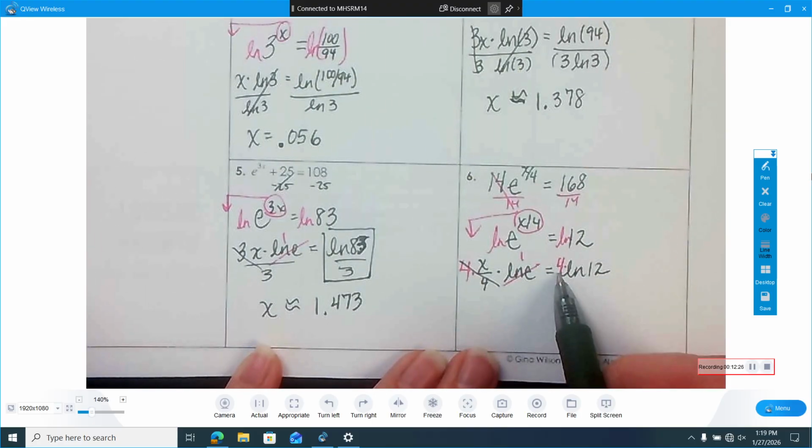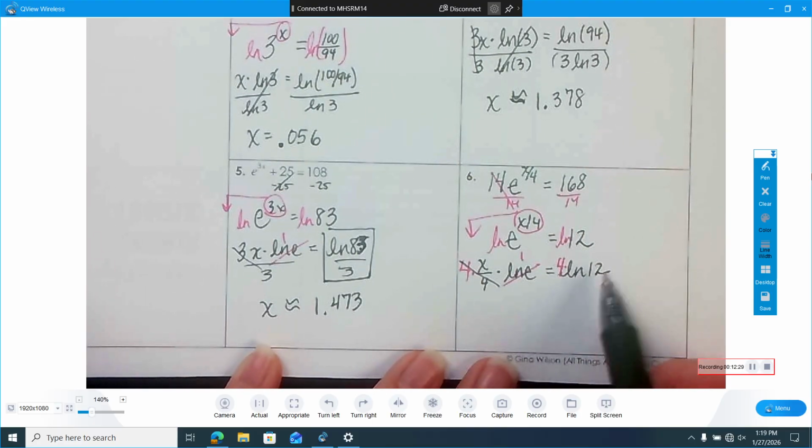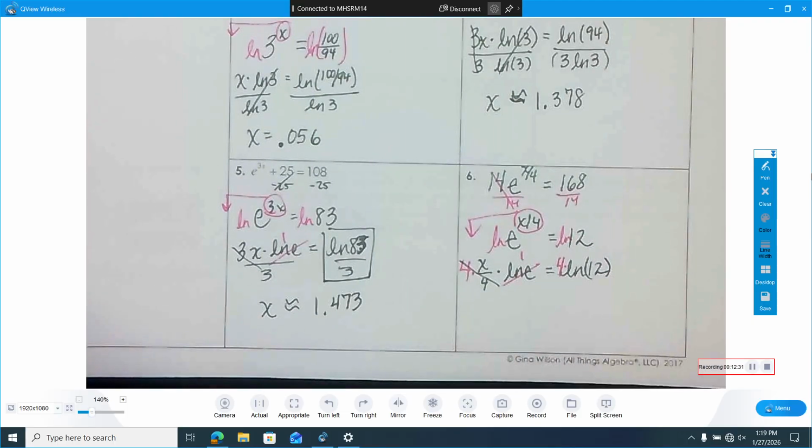Do you multiply the 4 times the 12 and get 48? No, because this is the natural log of 12. 12 is in the argument, so there's already some crazy function happening there. You don't want to multiply the 4 times the 12. We just stick it in front, 4 times the natural log of 12, okay?